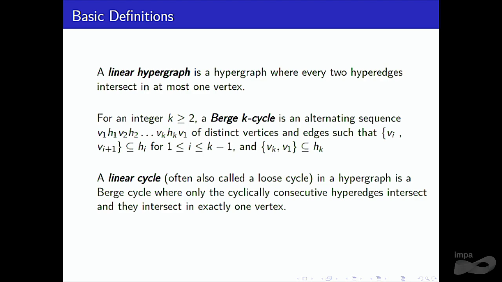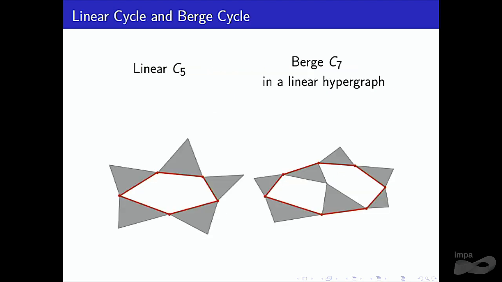And a linear cycle is a Berge cycle, but with the extra requirement that only neighboring hyperedges, cyclically consecutive hyperedges, can intersect, and they intersect in exactly one vertex. These vertices v_1, v_2, up to v_k, I might sometimes refer to as base vertices of the cycle, or sometimes the base cycle. Here are drawing examples of a 3-uniform linear C5, and a Berge C7 in a linear hypergraph. So even when the hypergraph is linear, Berge is still not the same as linear.